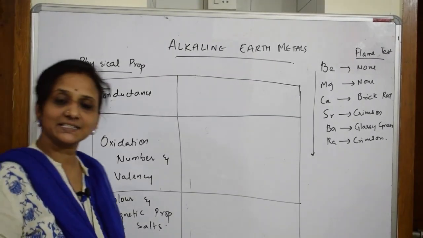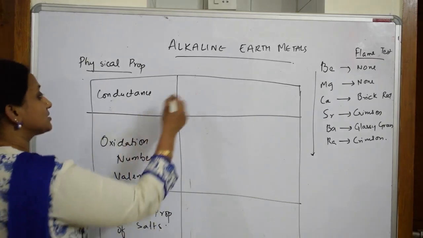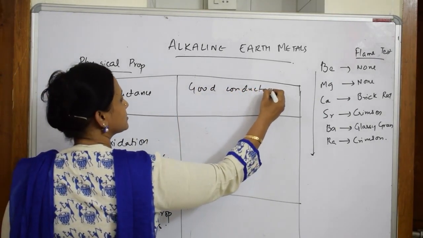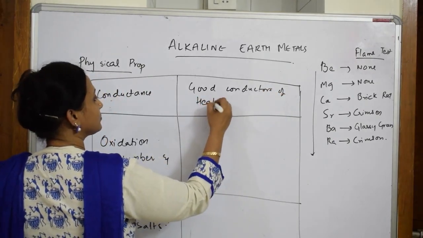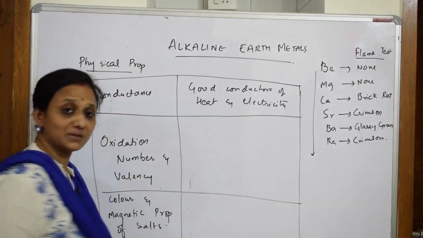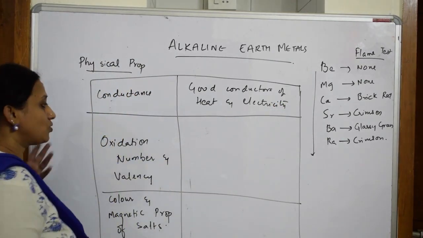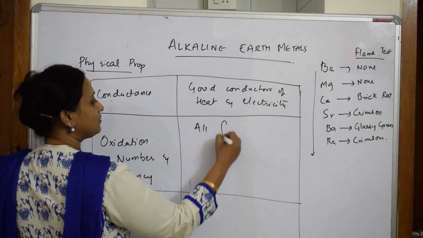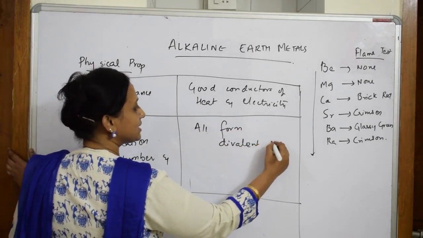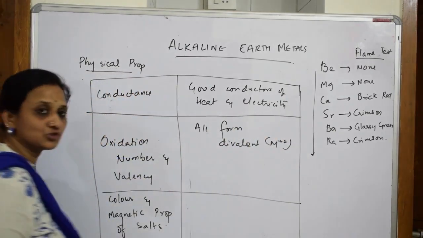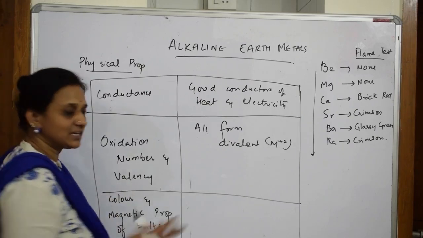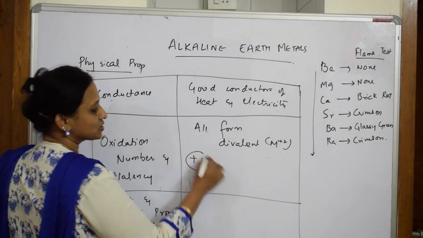Right, now let's see the next property, conductance. They are good conductors of heat and electricity. So let us write this: good conductors of heat and electricity. When I speak about the oxidation state, we very well know it is the +2 oxidation state, isn't it? So all are going to form divalent ions. That means they are M+2 ions: beryllium +2, magnesium +2, calcium +2, in that way. So what is the valency? When I say divalent, the valency would be +2, simple.